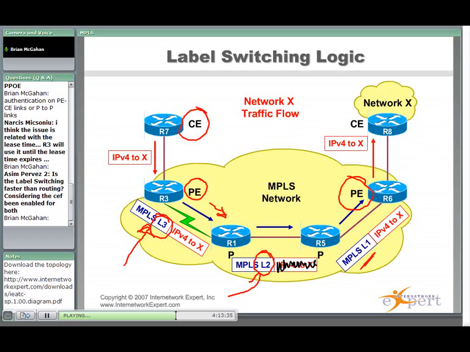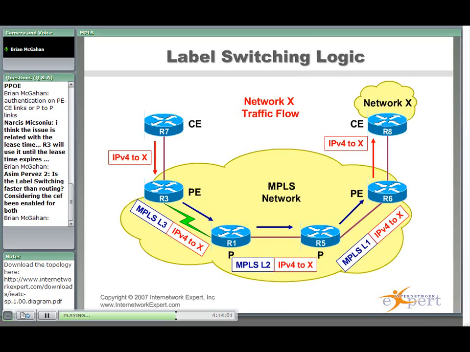I'm not going to look at what the payload is. I don't care if it's an IP version 4 packet, it could be an Ethernet packet, could be an IP version 6 packet, doesn't matter. We're only looking at what the MPLS label is on the top of the packet. Router 5 is going to do the same thing. If it came in from router 1 with label L2, we'll send it out to router 6 with label L1.